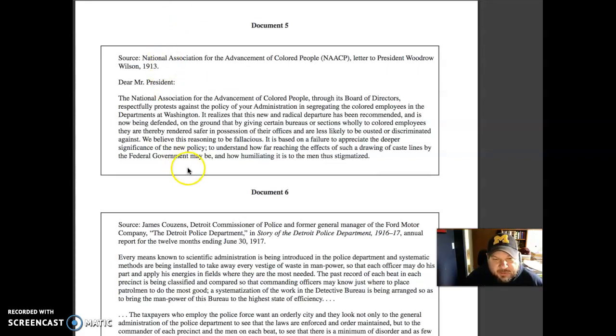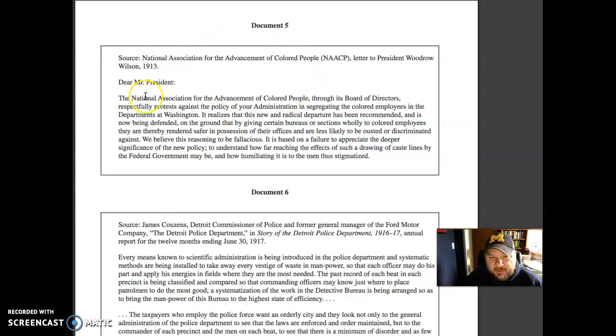Basically, the NAACP goes on to say that it's humiliating, that if there's a line that's drawn that says this is a white drinking fountain and this is a black drinking fountain, even though we both have drinking fountains, it's a little bit demoralizing to say, I'm separated from the rest of the group because of the color of my skin.